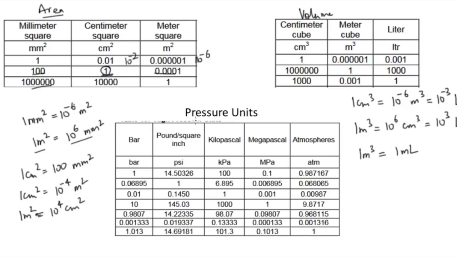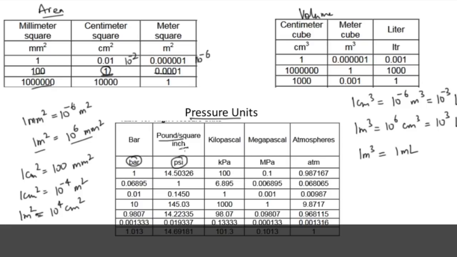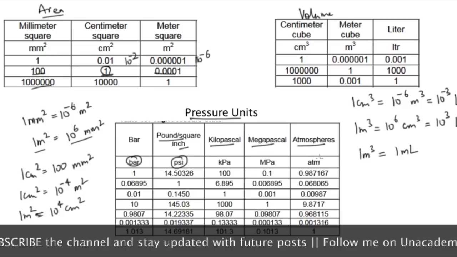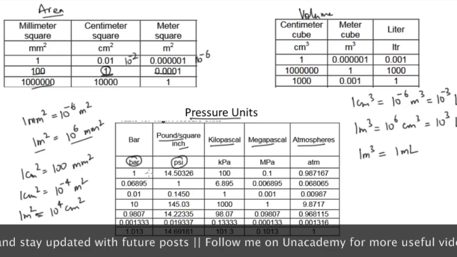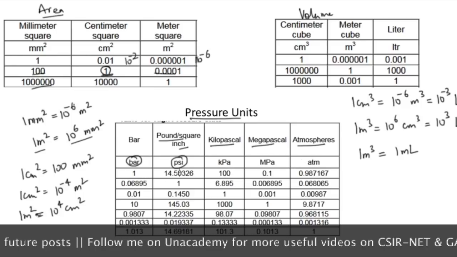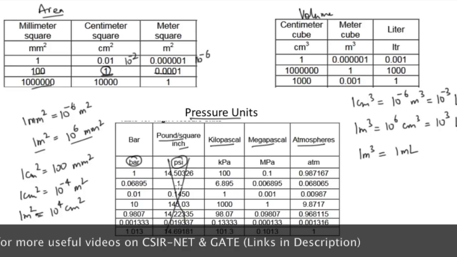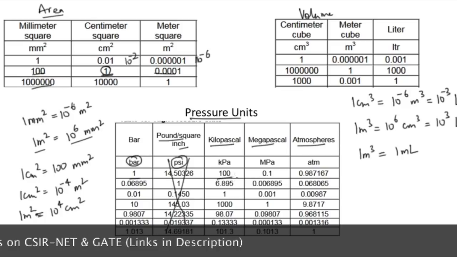Now comes your pressure units. Pressure can be expressed in bar, in psi, that is pound per square inch. Although this psi unit is more of a commercial use, it will not be asked in the exam. Then your kilopascal, that is kPa, then your megapascal, and atmospheres, that is atm. So one bar is basically 100 kilopascal, so you don't have to worry about psi. You don't need to remember those units, but bar into kilopascal, megapascal, and atm you need to know.